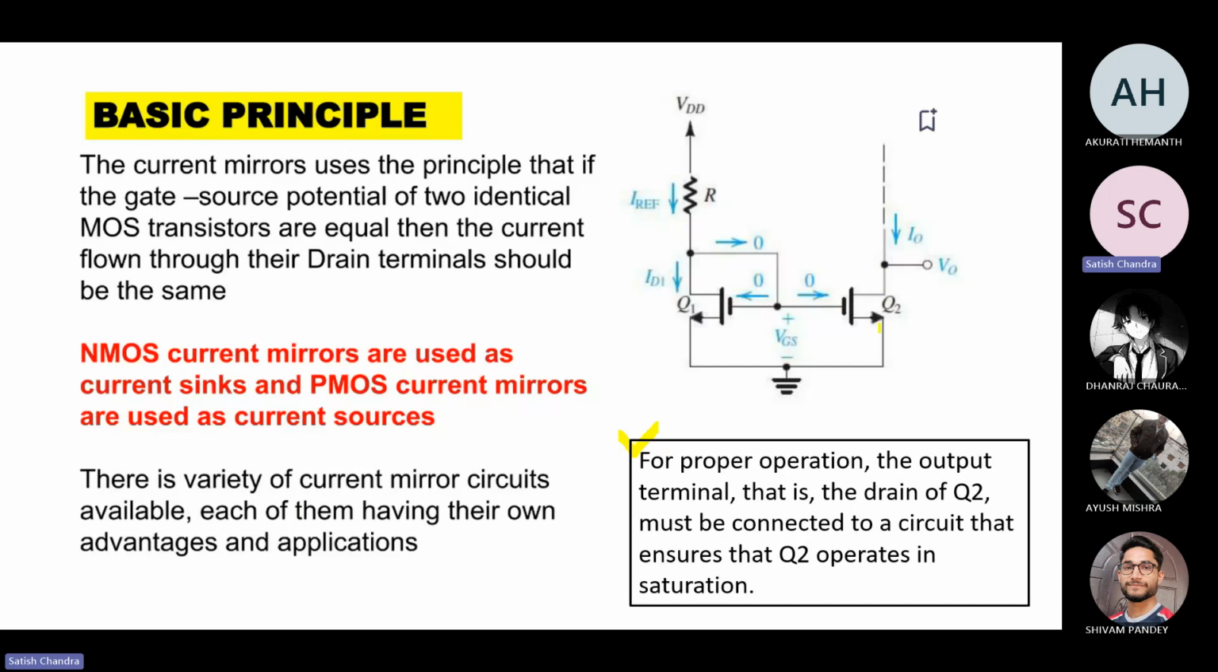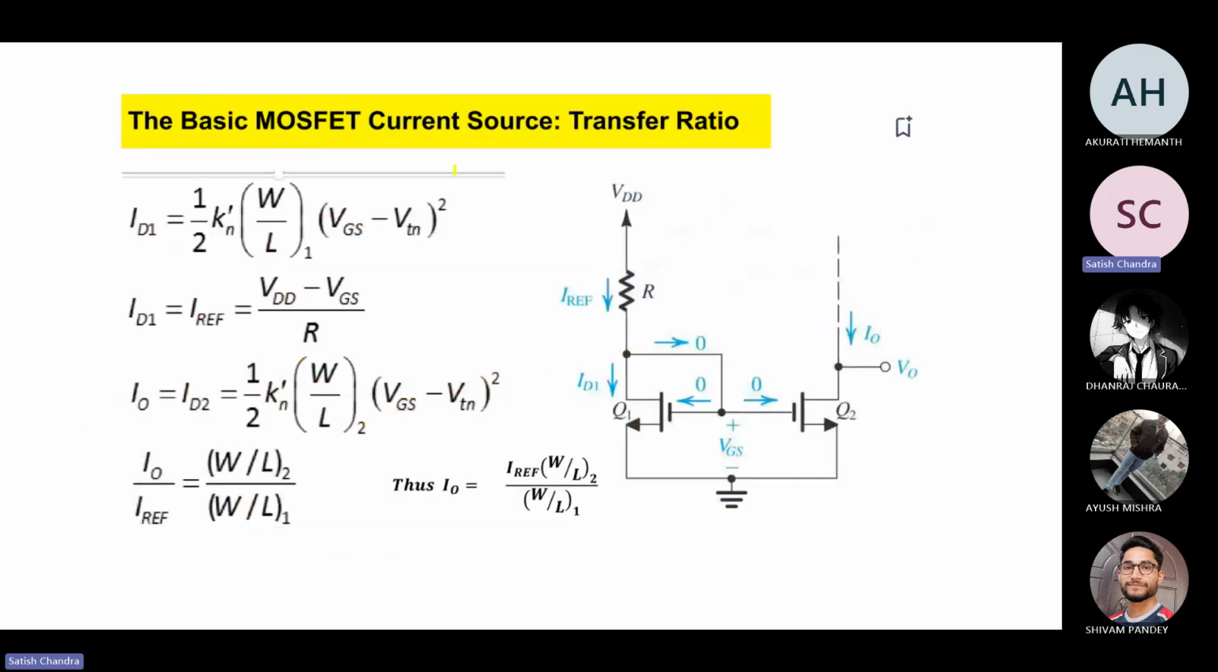Now let's look into the mathematical terms, how we basically attain this current mirror. So the basic concept is that we already know the equation of the saturation region. That is nothing but half Kn W by L into (Vgs minus Vt) whole square. But we can also represent the ID using KVL across this region, we can get this equation, that is (VDD minus Vgs) by R. So we can get the ID current.